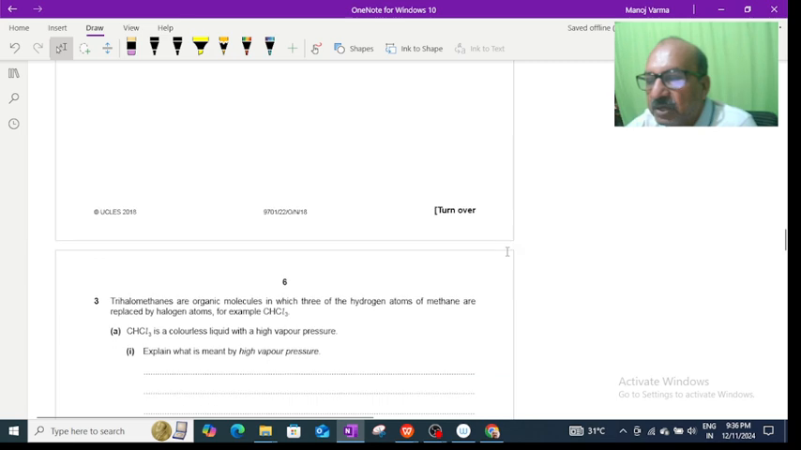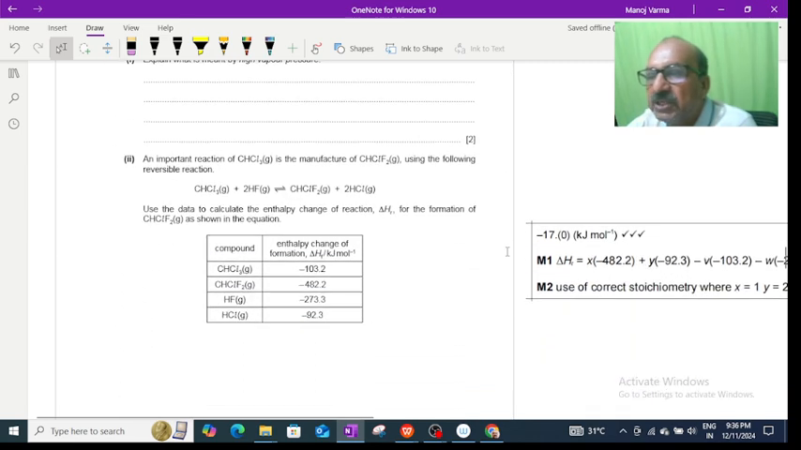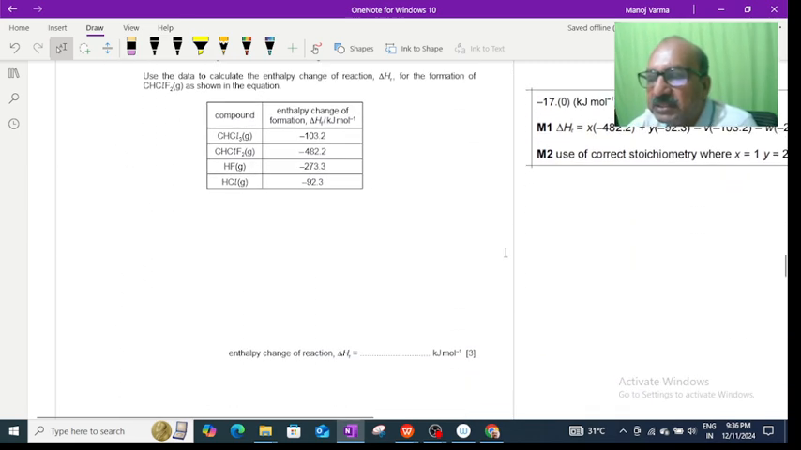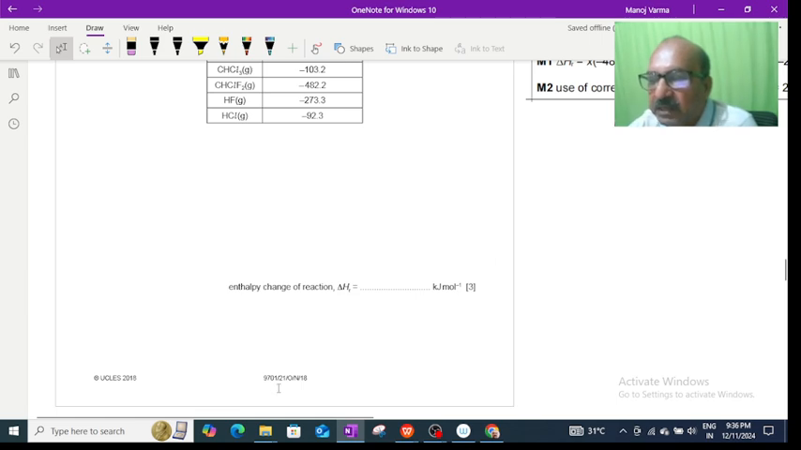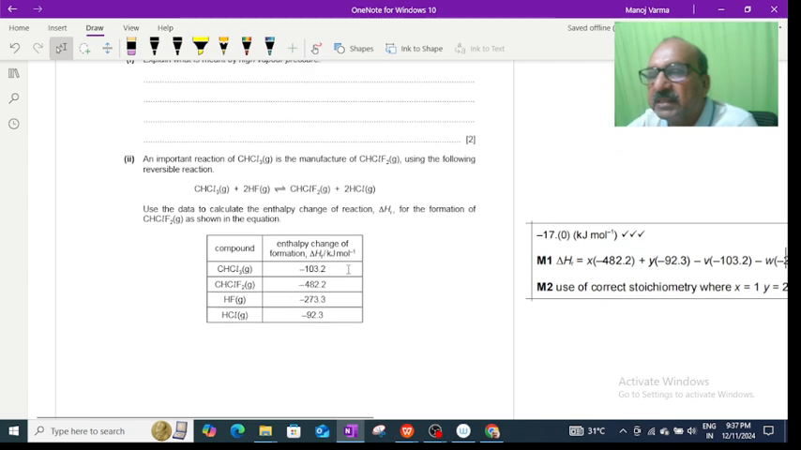Okay, so let's go to the next question, and the next question is very similar, and I have taken it from the winter 2018 paper, and it is the variant 21 and the code is 9701. So let's look at this. So once again, a reaction has been given to you and you have to find out the enthalpy change of the reaction in the same way. That means when this reaction takes place, what is the enthalpy change?